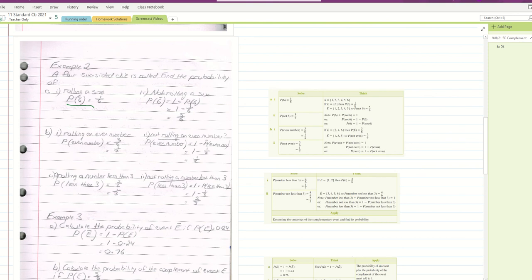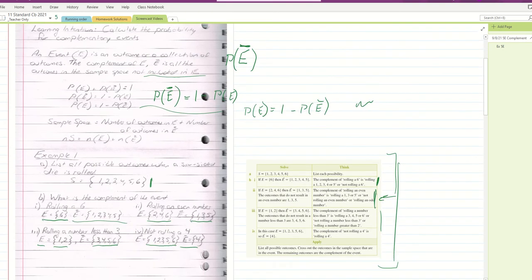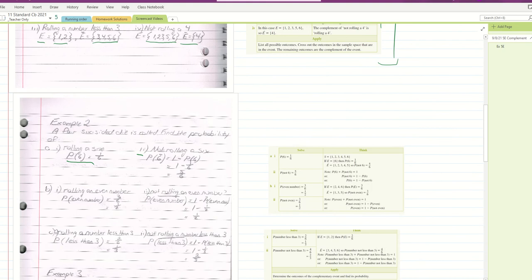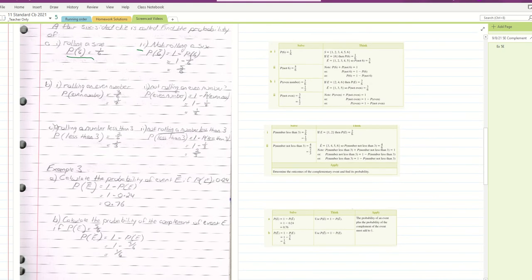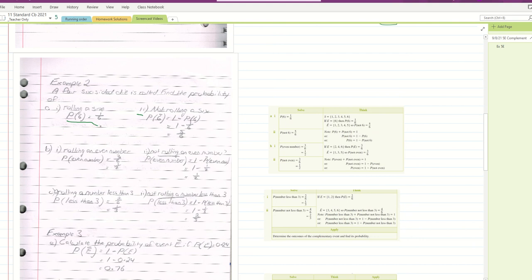And then the next question, over here we look at the second part, not rolling a 6. So not rolling a 6 is our complement. So what we saw up here was that the probability of the complement was 1 minus the probability of the event. So we use that when we come down here. We've got 1 minus this 1 on 6.